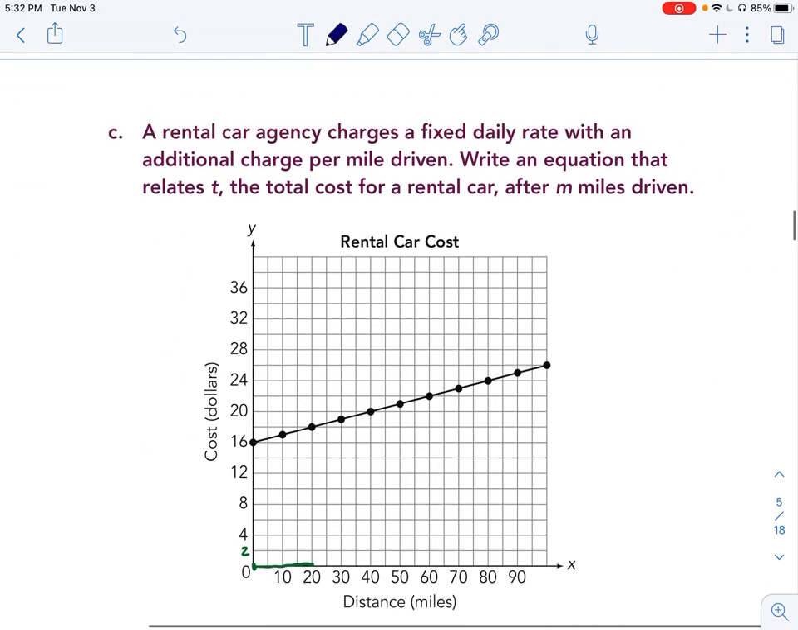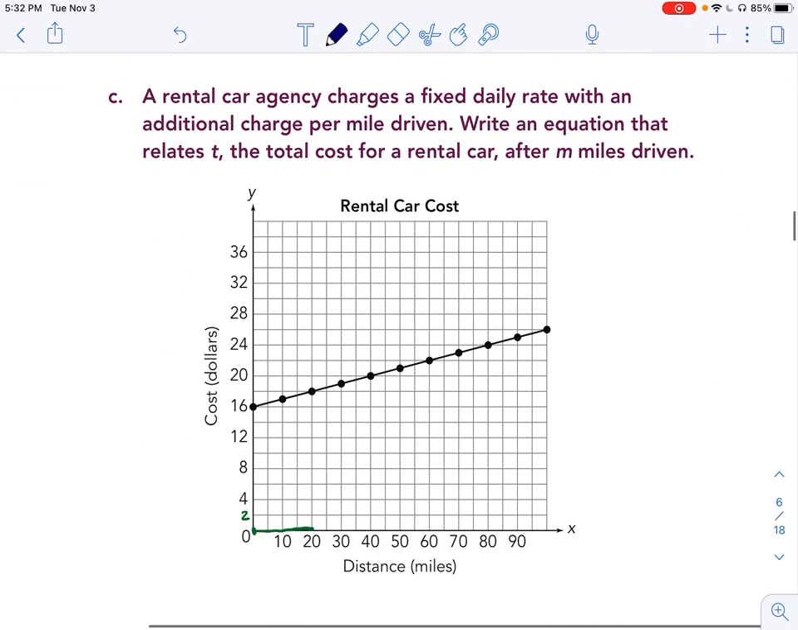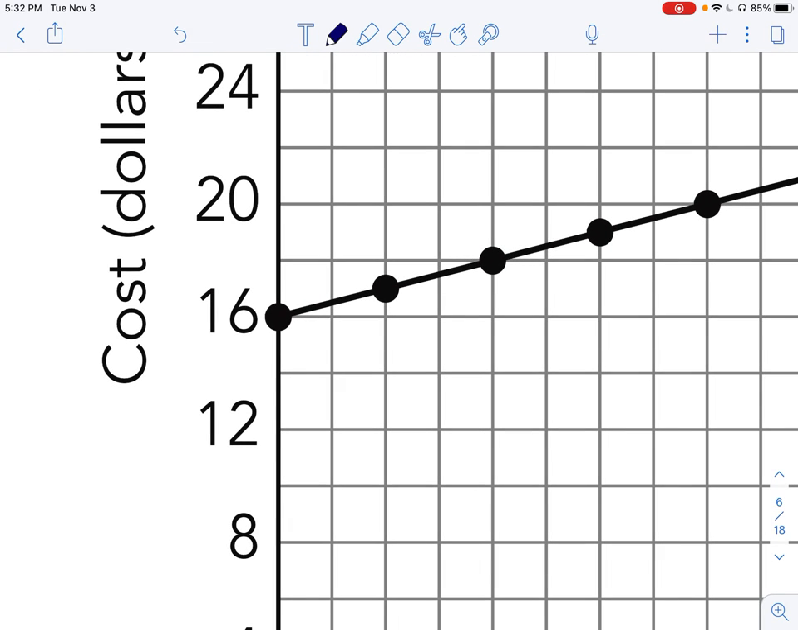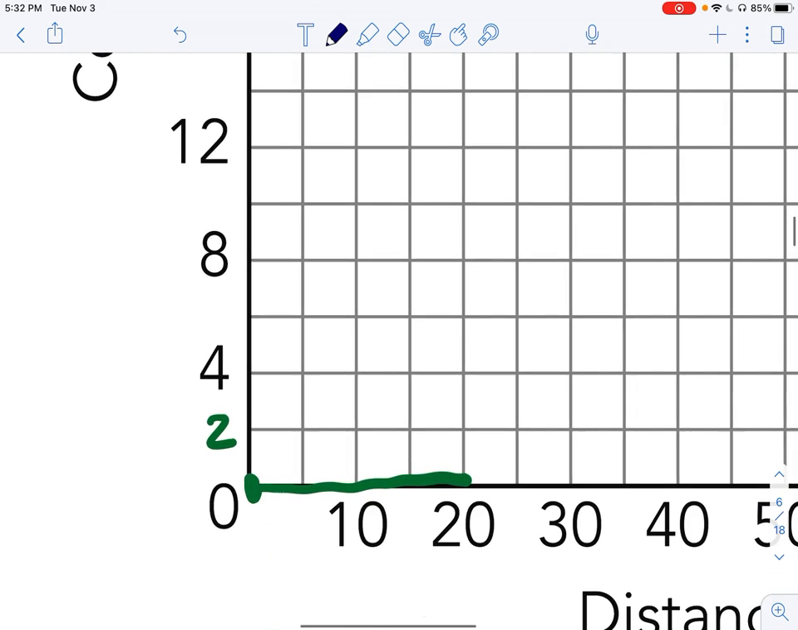Okay, let's look at this one. We're doing the same thing. Okay, it's dealing with miles and T for cost. So we have to find the slope. Okay, so how much are these going up by? So from 16 to 20, that's up by 4, and there's halfway in between, so that's 18. So that went up by 2.